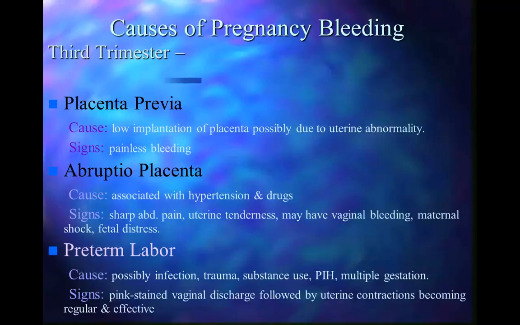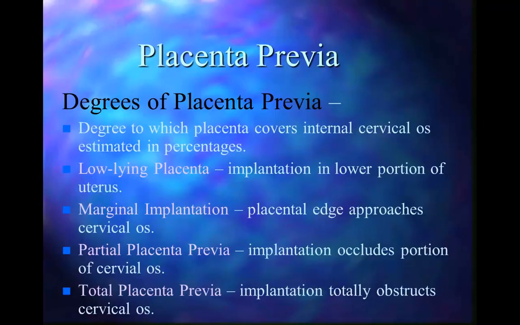We were talking about pregnancy bleeding and looking at the 3 trimesters. And this is where we ended, looking at the 3rd trimester. We'll take a look at each one of these in a little more detail. So if we look at placenta previa, look in your textbook where it describes the different degrees of placenta previa.